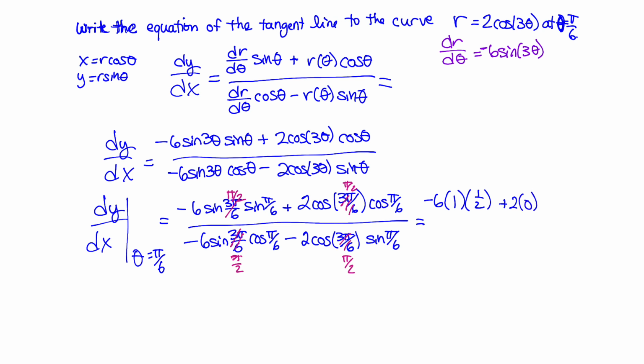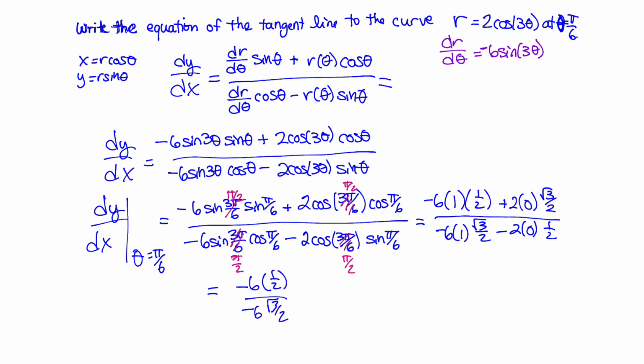Cosine of π/2 is 0. Cosine π/6 is square root 3 over 2. On the bottom, negative 6 times 1 times square root 3 over 2 minus 2 times 0 times 1/2. And that's just giving us negative 6 times 1/2 over negative 6 times square root 3 over 2, which just goes down to 1 over square root 3. Is that what you guys got as your slope? I think I saw that. 1 over square root 3 as your slope.